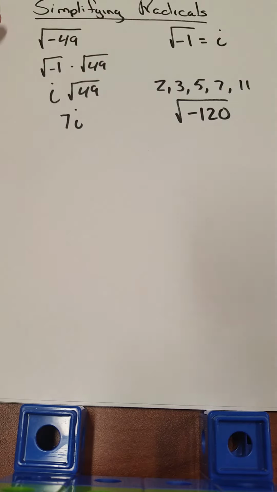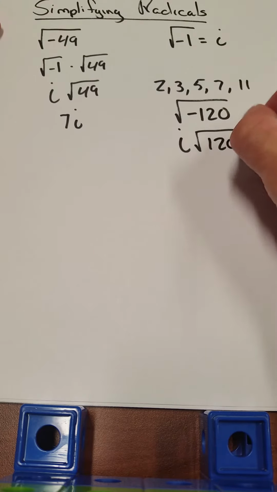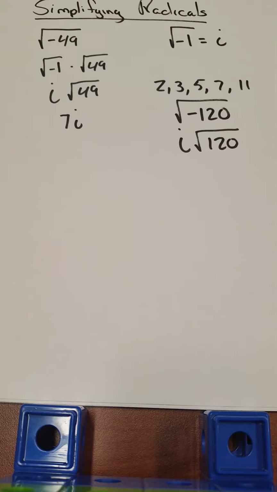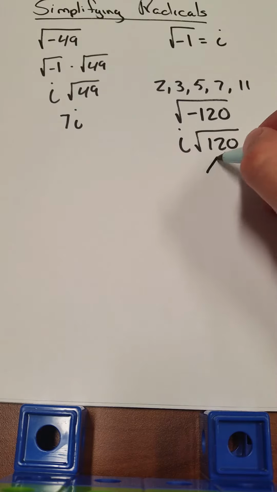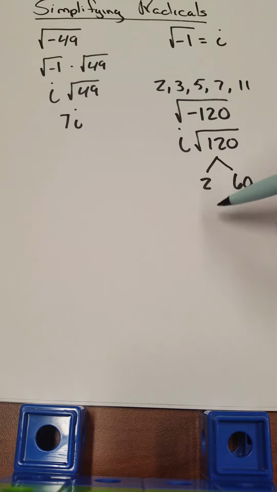But already what we're going to do is take out our i. And so i square root of 120. Every time you see a negative underneath a radical, you need to take out the i. So i square root of 120. Now we can actually work with the 120. Since 120 is even, we can break that down into 2 and 60. And notice how I always put my prime numbers on the left. That way everything's nice and organized.